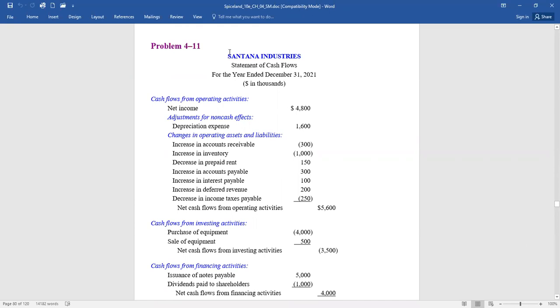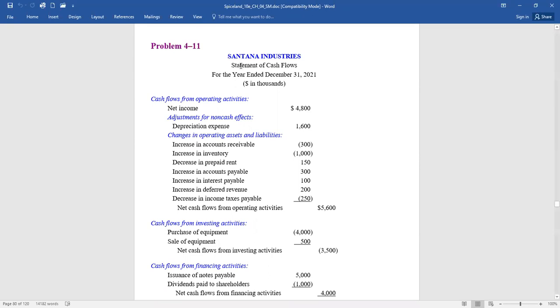Well, first of all, as always, we start with our heading. Santana Industries Statement of Cash Flows for the year ended December 31st, 2021. Now, our first major area we report cash inflows and outflows from is operating activities. Remember, in the indirect method, we're focused on converting net income from an accrual basis accounting to a cash basis of accounting. And that will give us how much cash we either brought in or paid out from doing our major operations. So net income for $4,800.